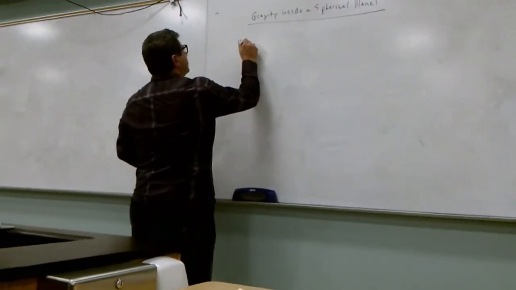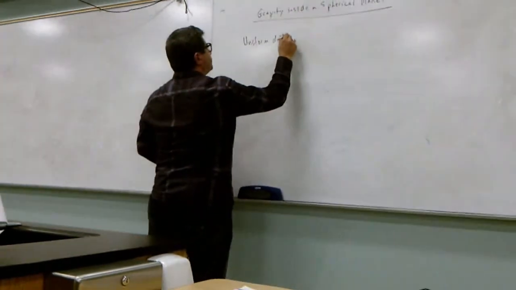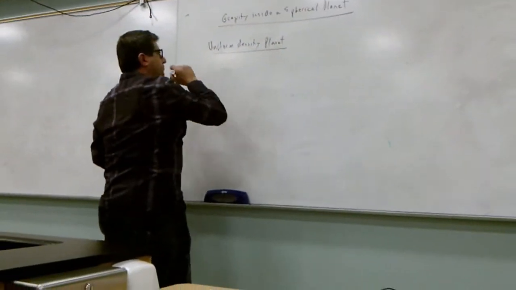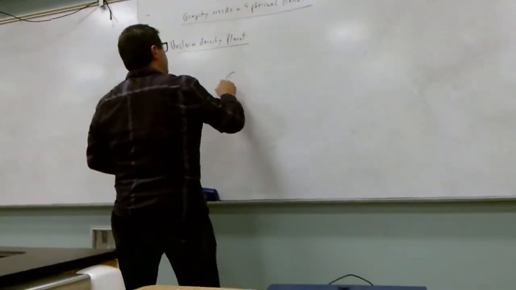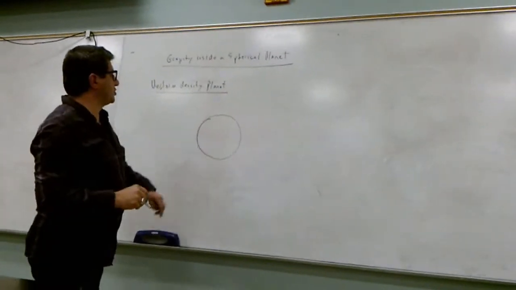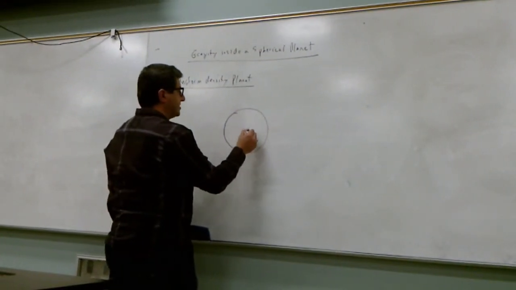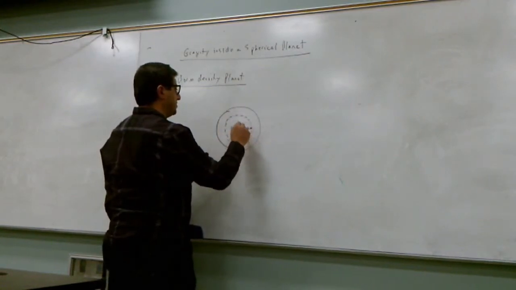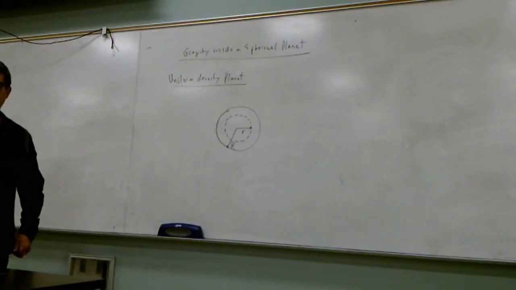First, assume that the planet is of uniform density. Or it could even be a star. So we want to know what the gravitational field would be if you're inside of that planet, a certain distance radius r, and the radius of the planet is big R.